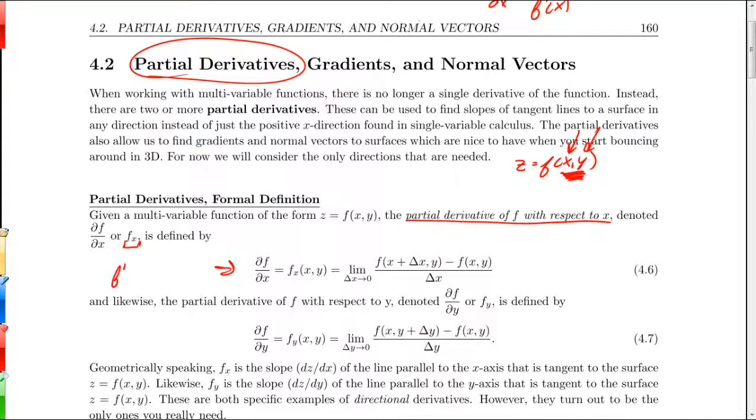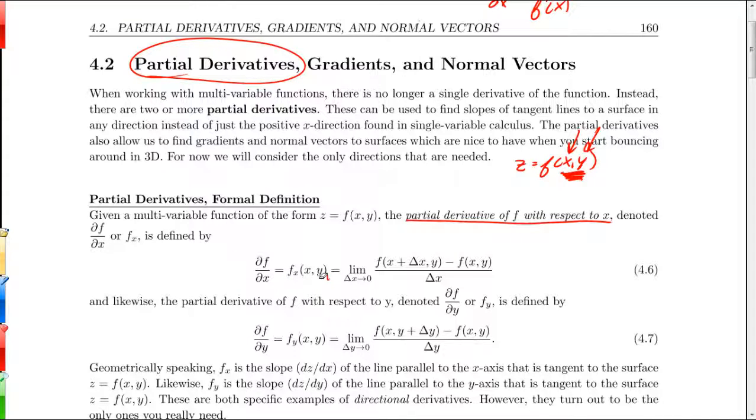Notice f primed, that's gone. Because there's more than one independent variable, we don't know what derivative you're taking. So you have to denote what's the independent variable that you're differentiating with respect to, and you denote that either here or here. And then the formal definition is just if you take a small step in the positive x direction, subtract from the function evaluated where you originally were, divided by the size of that step. When you let that step size go to 0, you get this partial derivative. It is the derivative in the positive x direction.